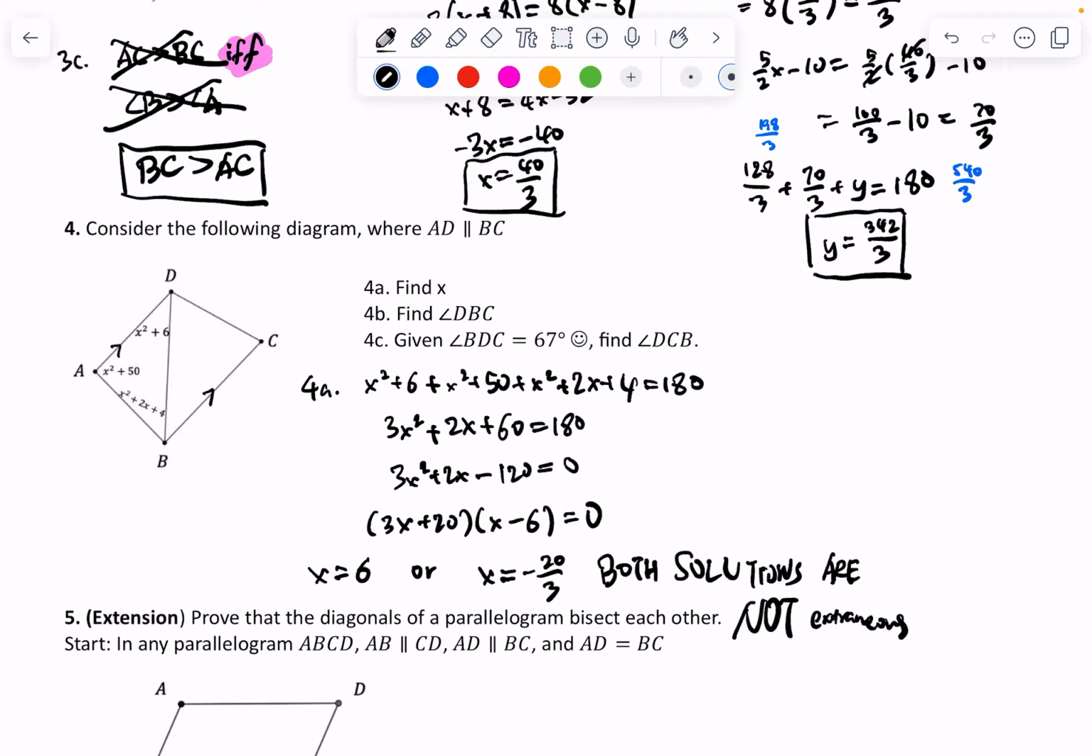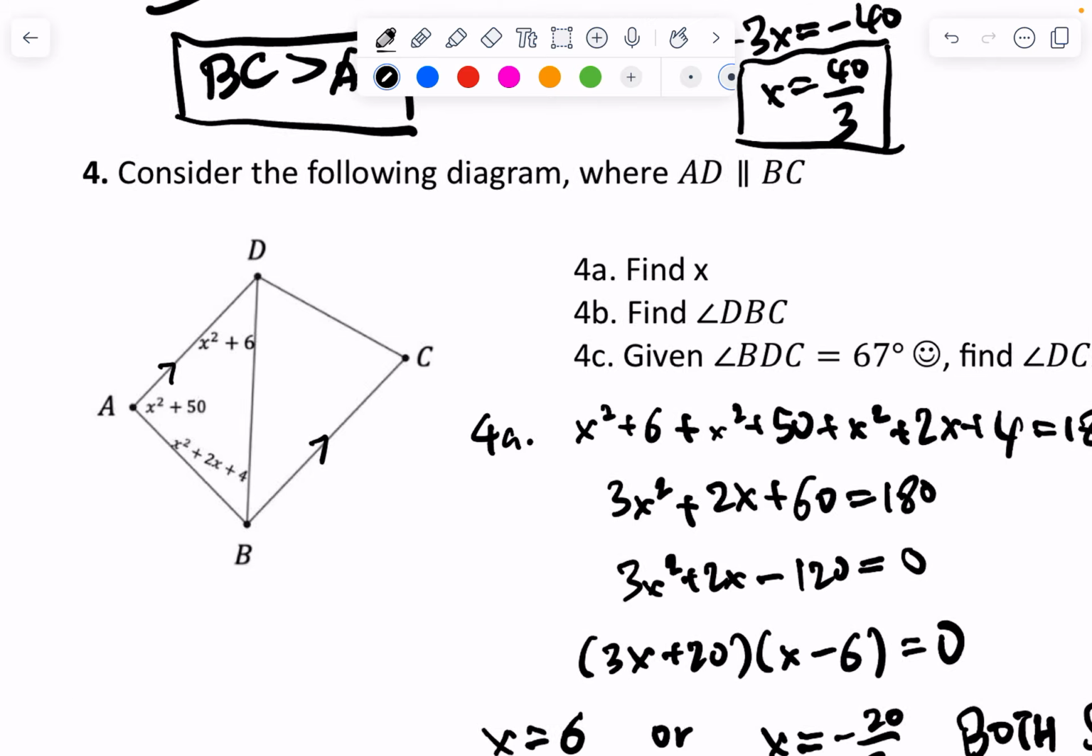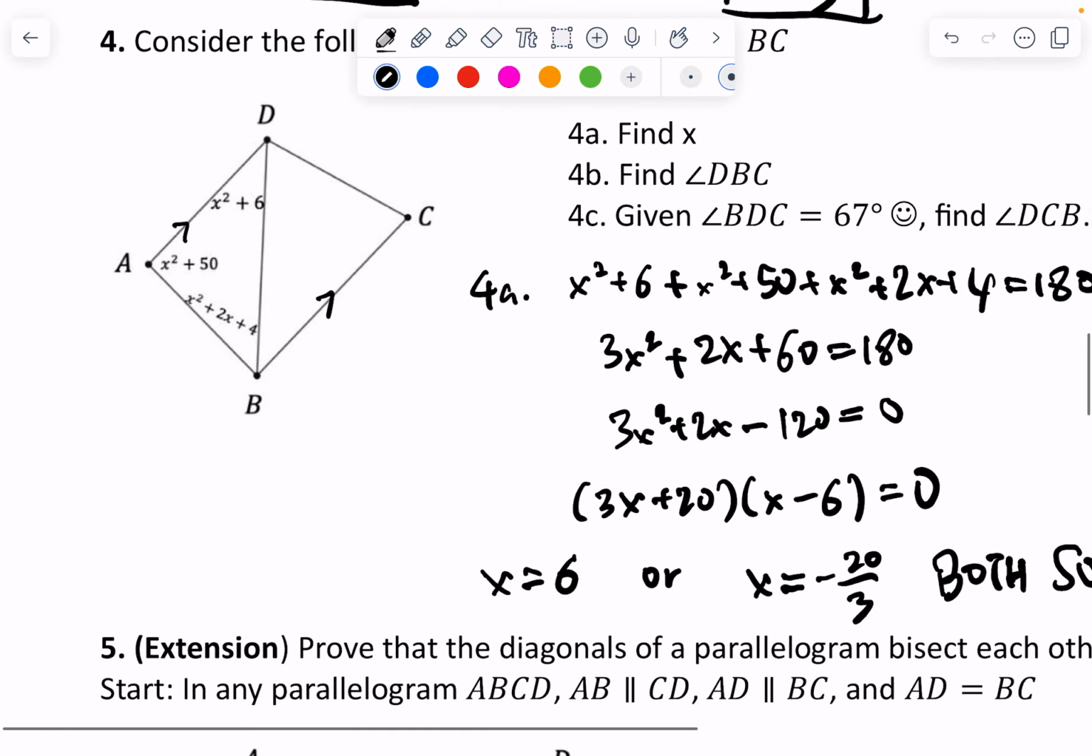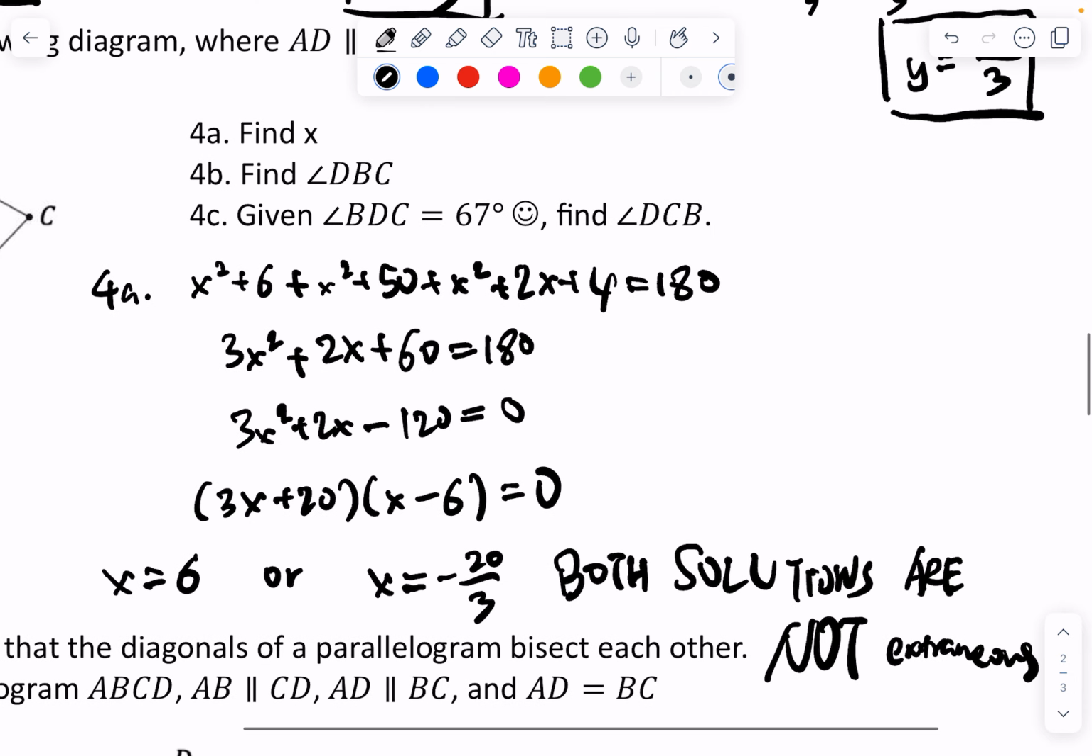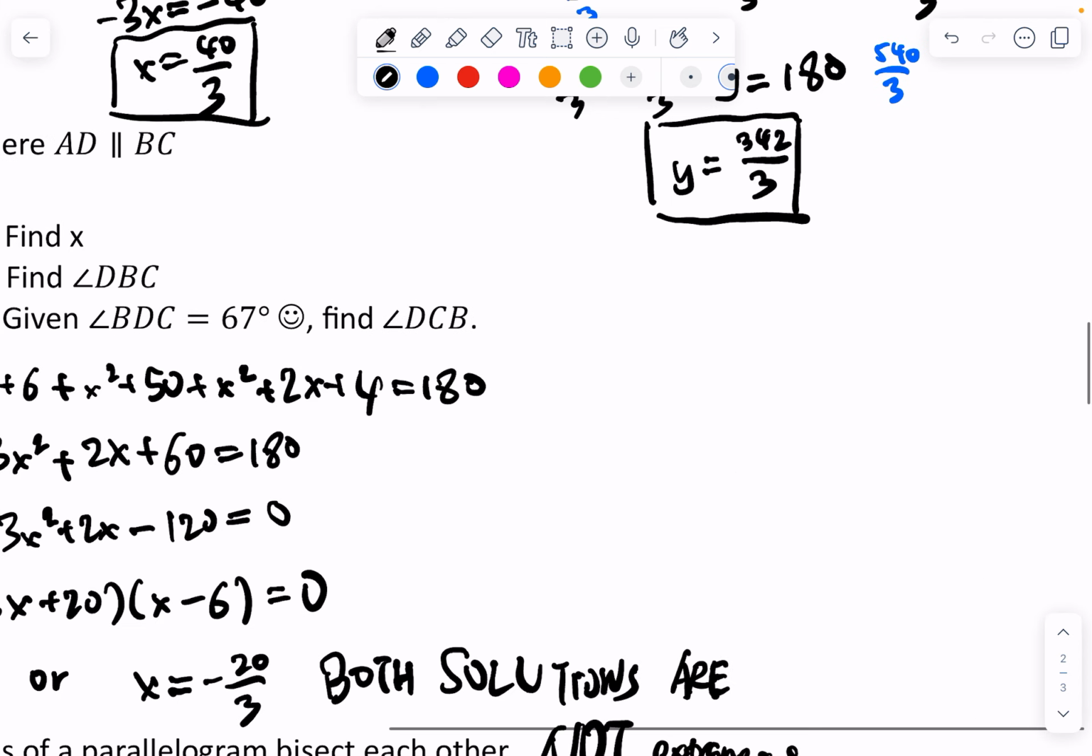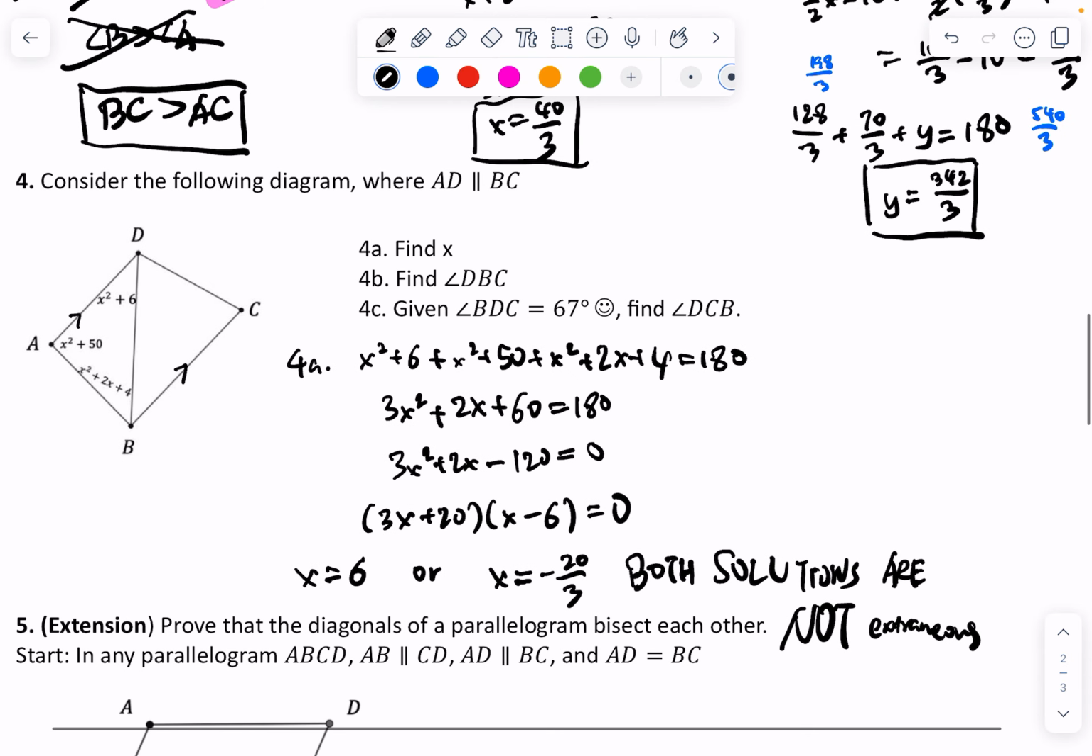Even if it's just negative does not mean that it is extraneous. For instance, in this case, negative 20 over 3 is not extraneous because it does meet the requirements that all the angles are positive. You would have to plug the number back in to the scenario to make sure that the scenario actually works. Hint, hint. You might see a question like that on your unit test. Okay? 4b. Find angle DBC.